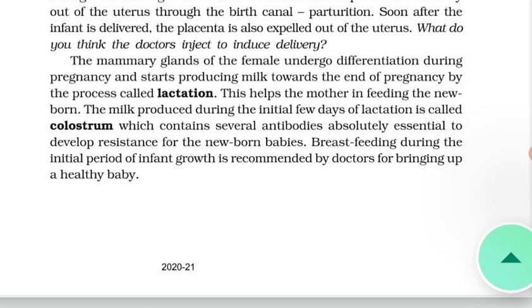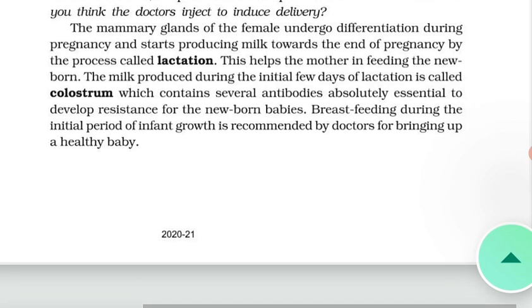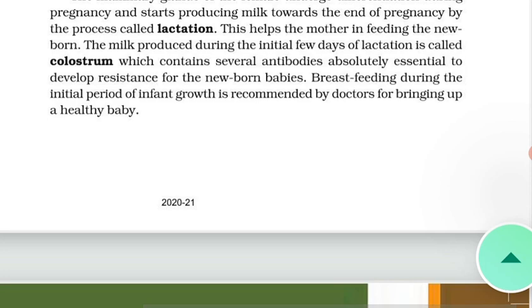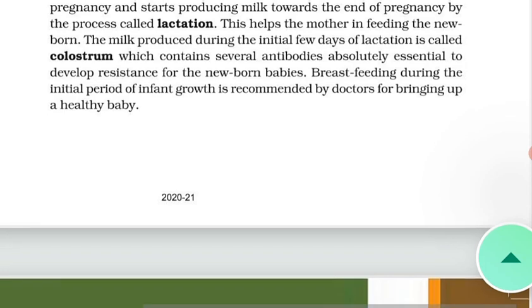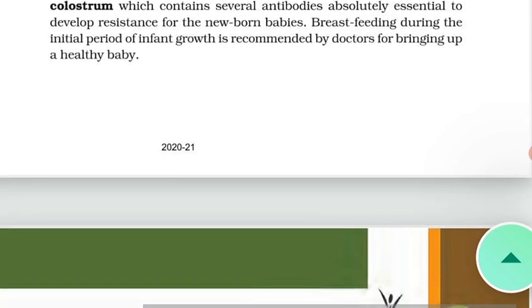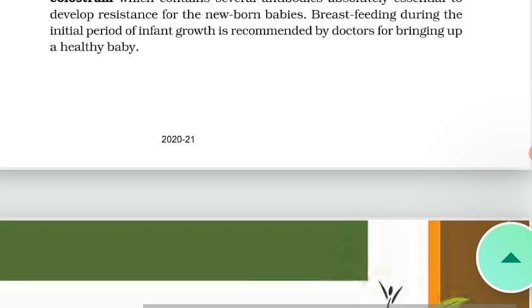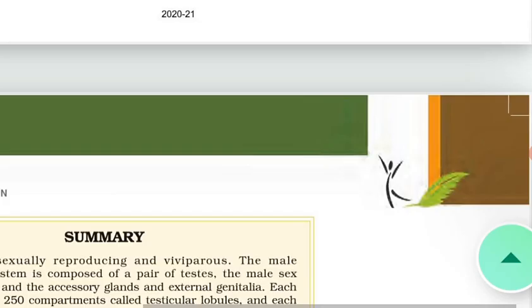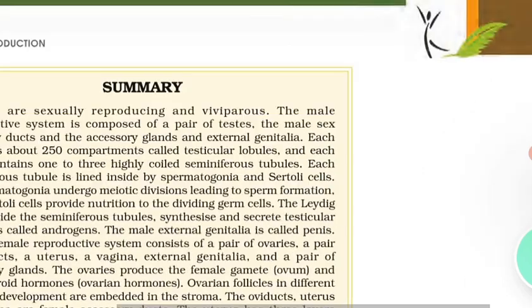The milk produced during the initial few days of lactation is called colostrum, which contains several antibodies absolutely essential to develop resistance for the newborn baby. Several antibodies की जगह यहाँ पे चेंज करके कुछ भी कर सकता है, बट करेक्ट है, contains several antibodies.